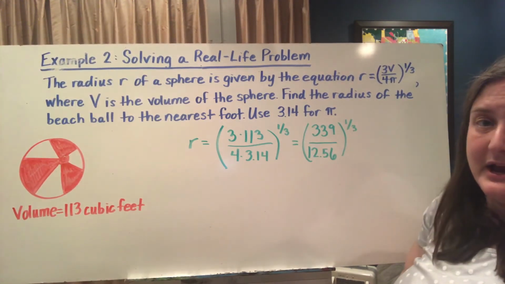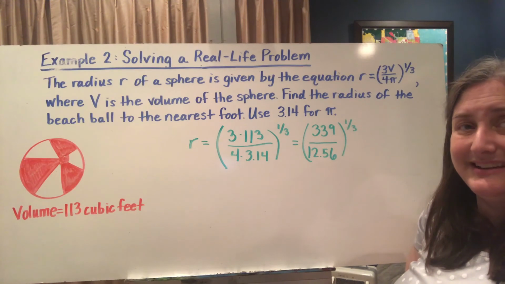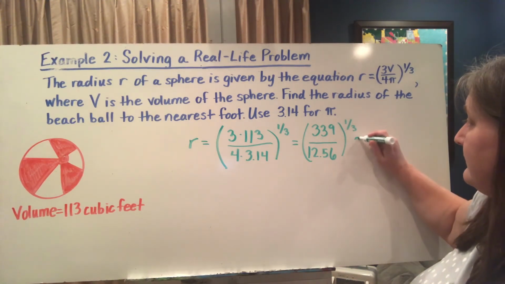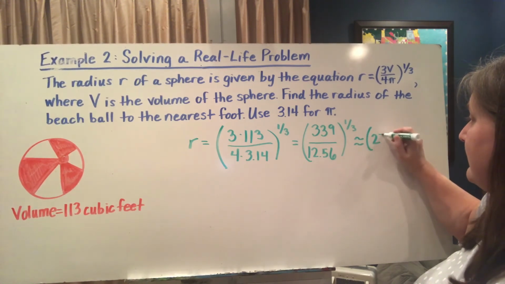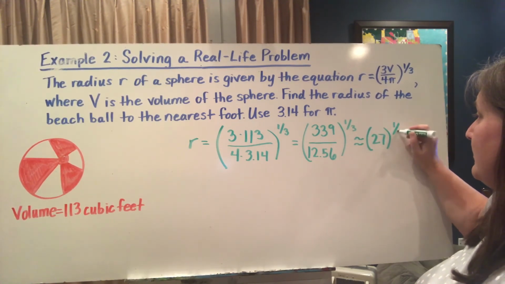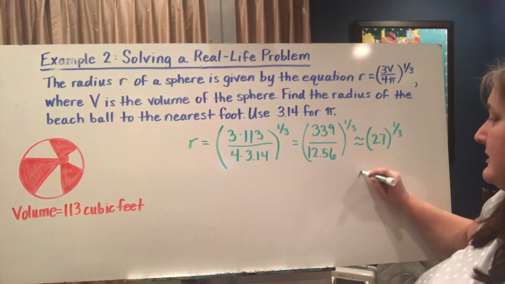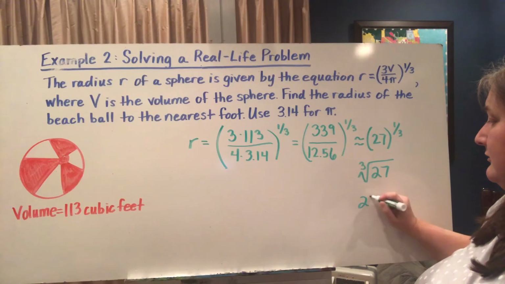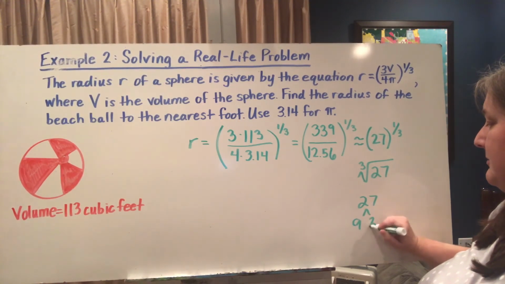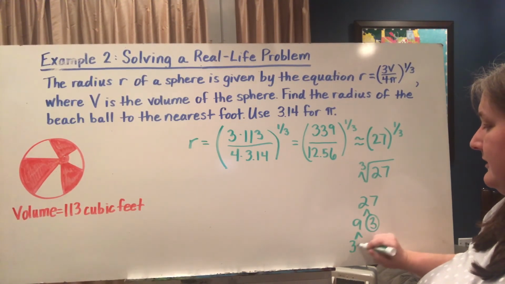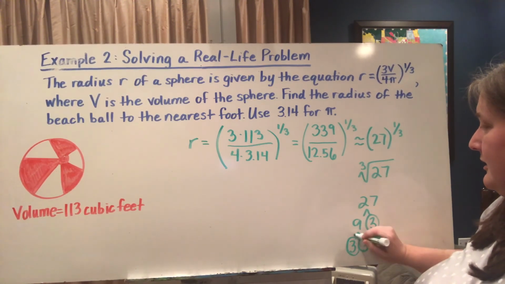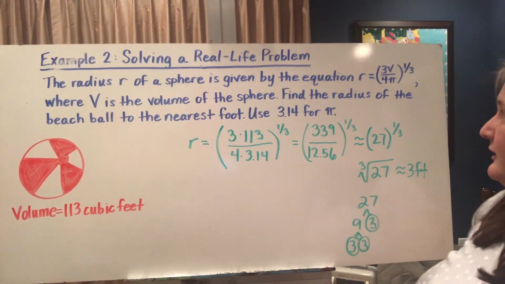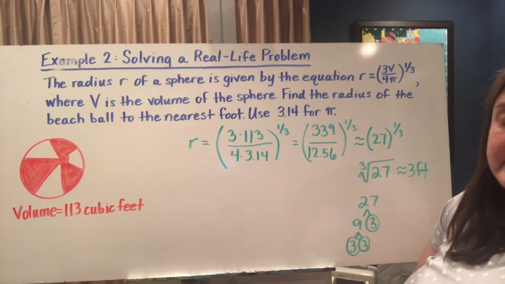Now if I do 339 divided by 12.56, it's not going to perfectly be 27, but it's pretty darn close to 27. So it's approximately worth 27. So I have 27 to the 1/3 power. Now this can be rewritten as the 3rd root of 27. So 27 again can be broken up into 3 3's. So for our answer, we get approximately 3 feet for our radius of our beach ball.